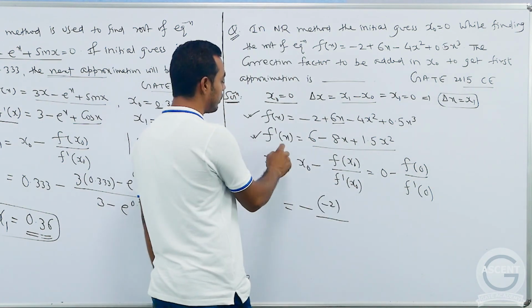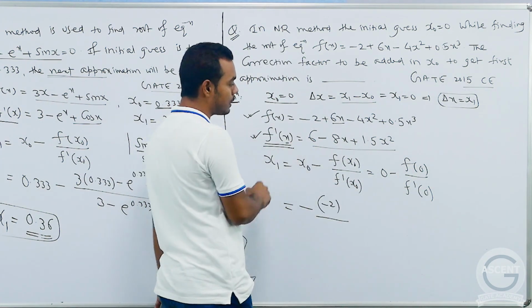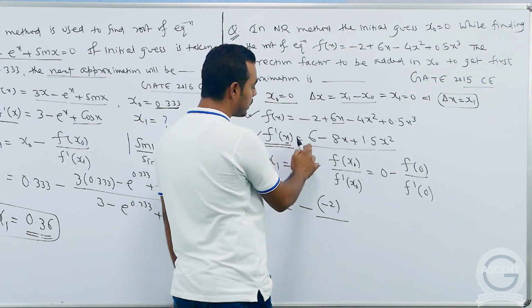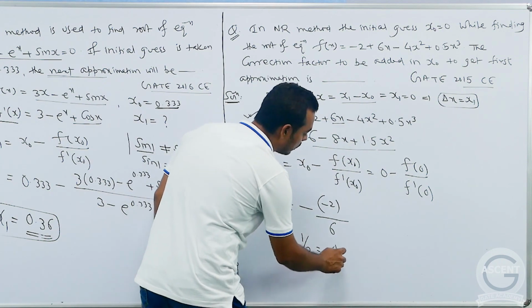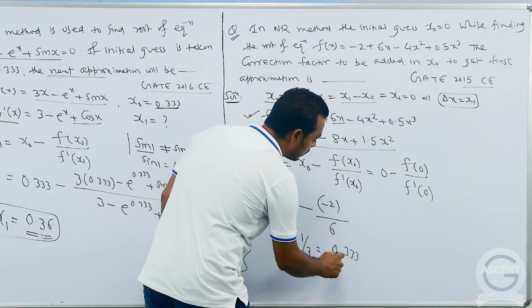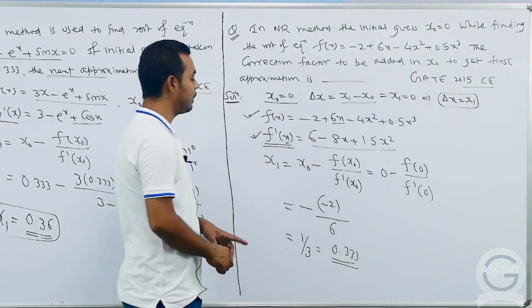This is your expression for f dash x. In place of x, if we write 0, these two terms will become 0, we'll get 6. So this will be 2 by 6, 1 by 3 or 0.333. So the answer to the second question will be 0.333.